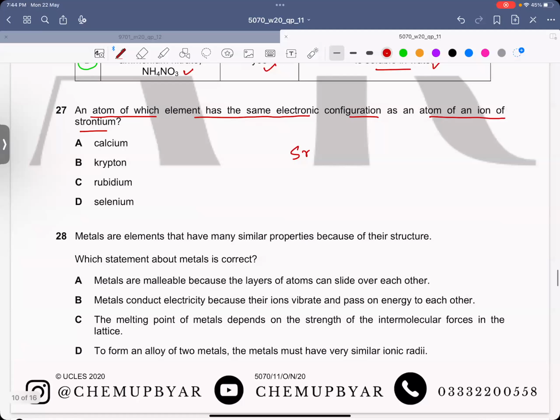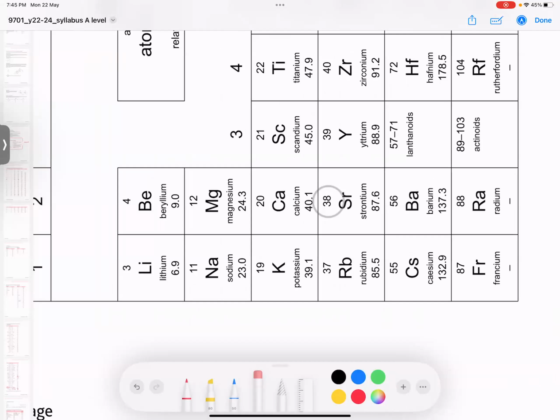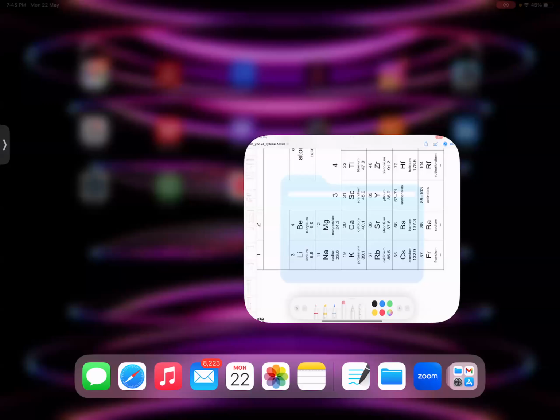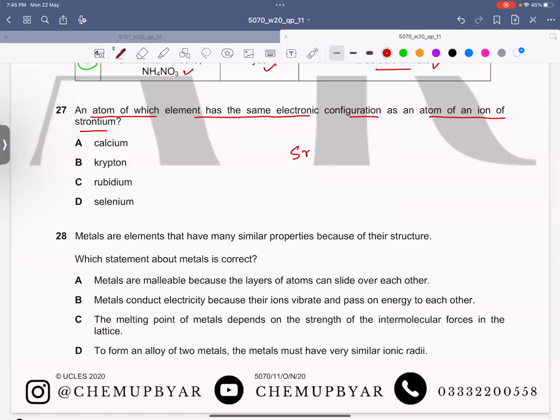Strontium has an atomic number of 38, right? It's 38. So the atomic number of strontium is 38, and they are talking about an ion of strontium.